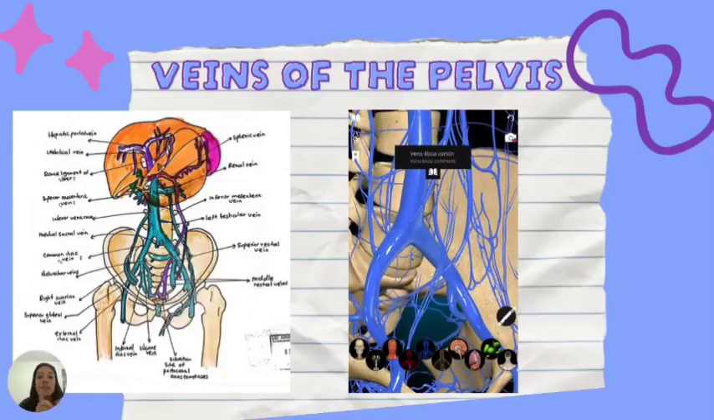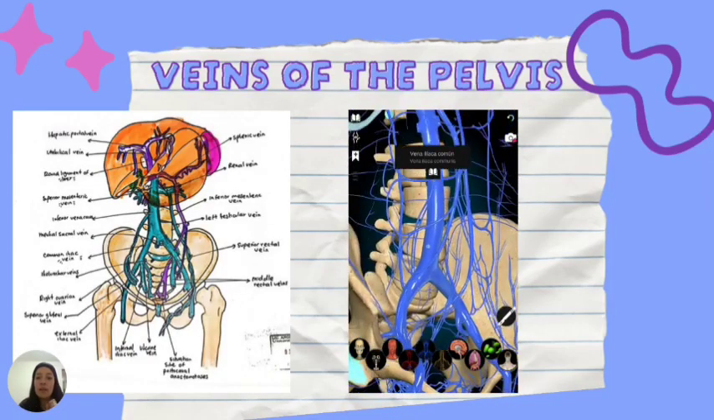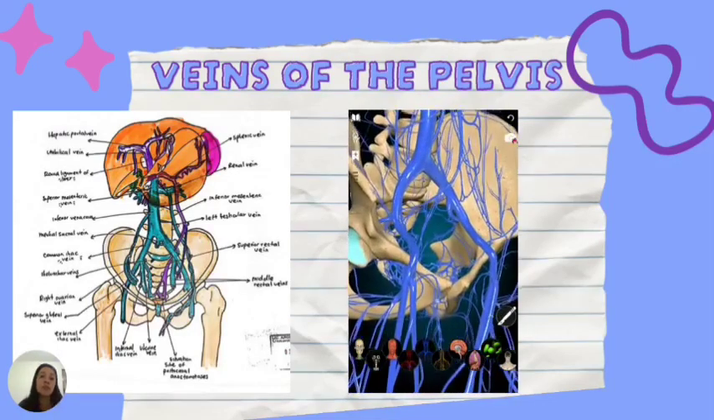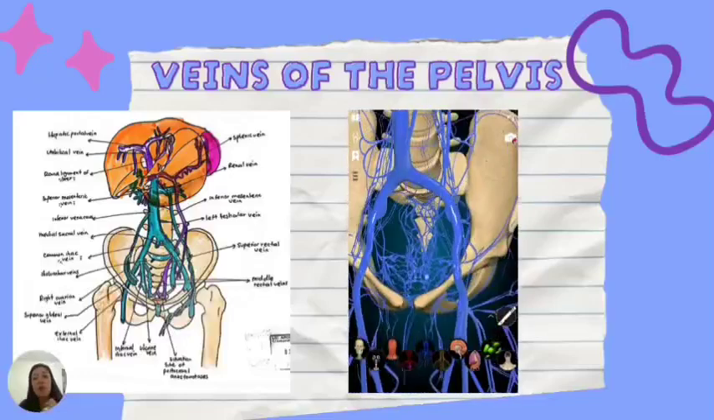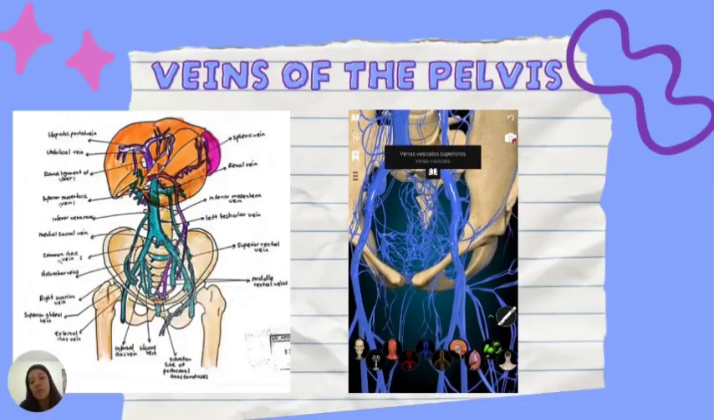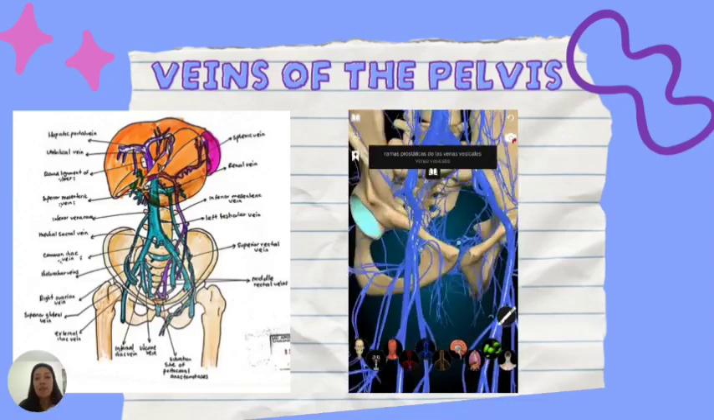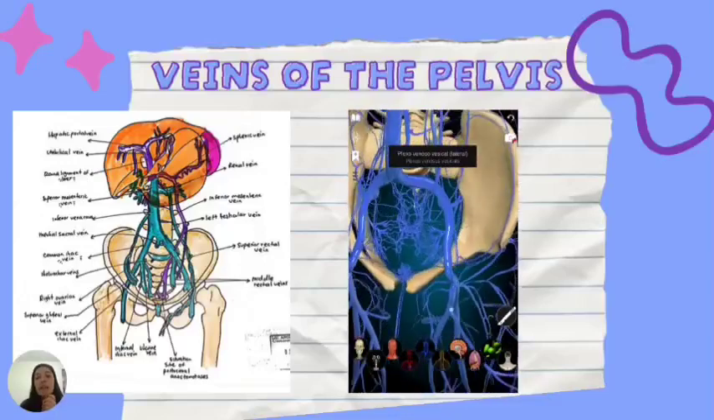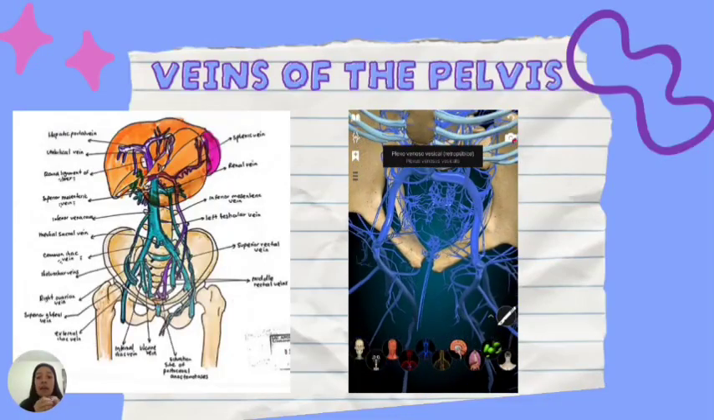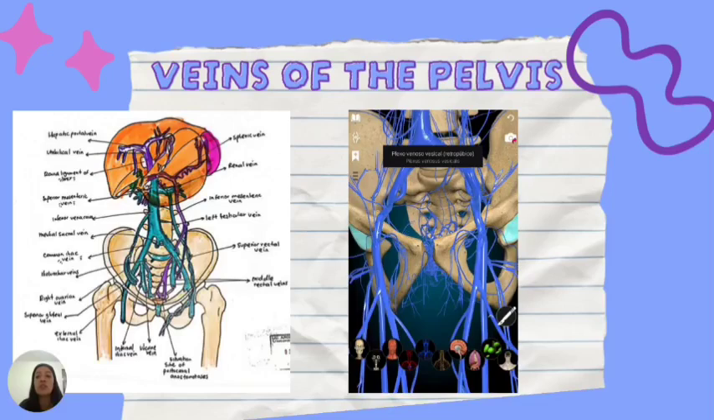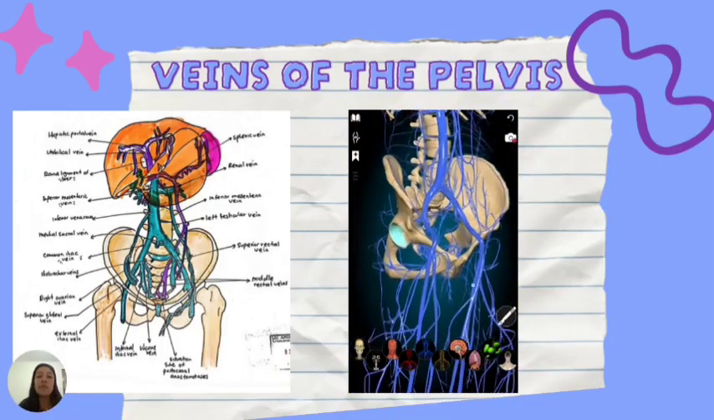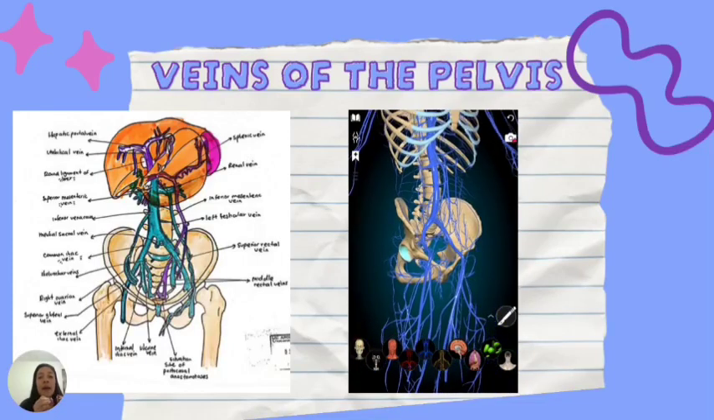Then we have the extensive venous plexuses. Plexuses surround each pelvic organ. The prostatic venous plexus is in males, the uterovaginal plexus in females, and the vesical and rectal plexus, ensuring efficient drainage. These interconnections can also serve as pathways for infection or metastasis, especially in pelvic cancers or tumors.